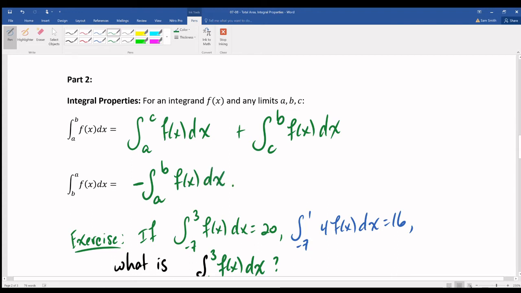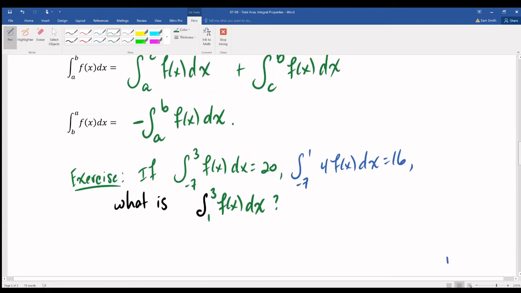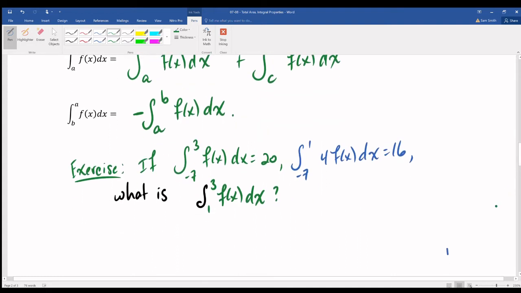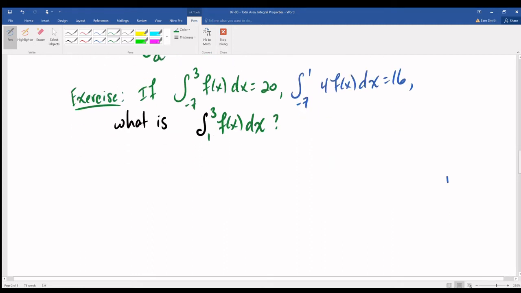Let's use these two properties of integrals to answer the following exercise. They say, for some unknown integrand, let's call it f of x, we have a couple of facts here. One, we know the integral from -7 to 3 of f of x is equal to 20. Next, we know that if we take the integral from -7 to 1 of 4 times f of x, the result is 16. What then is the integral from 1 to 3 of f of x dx?